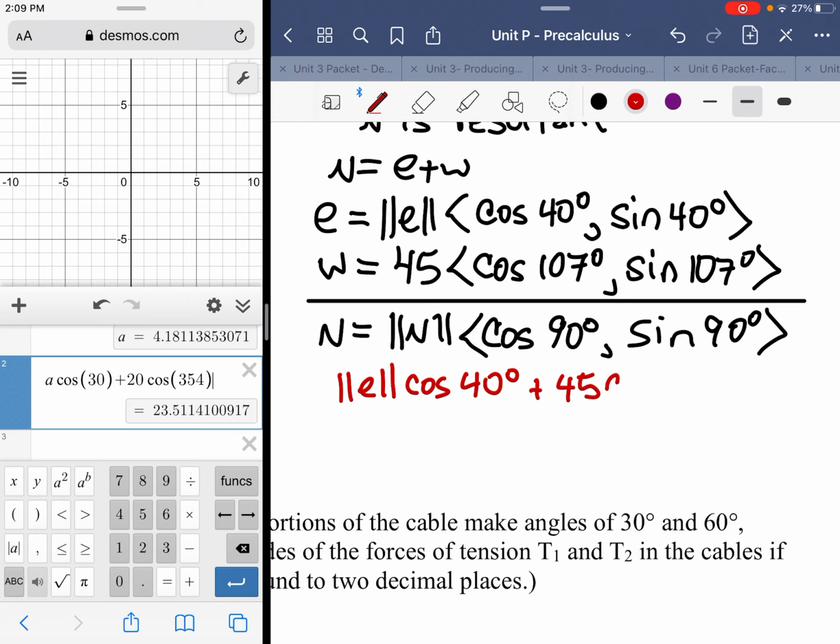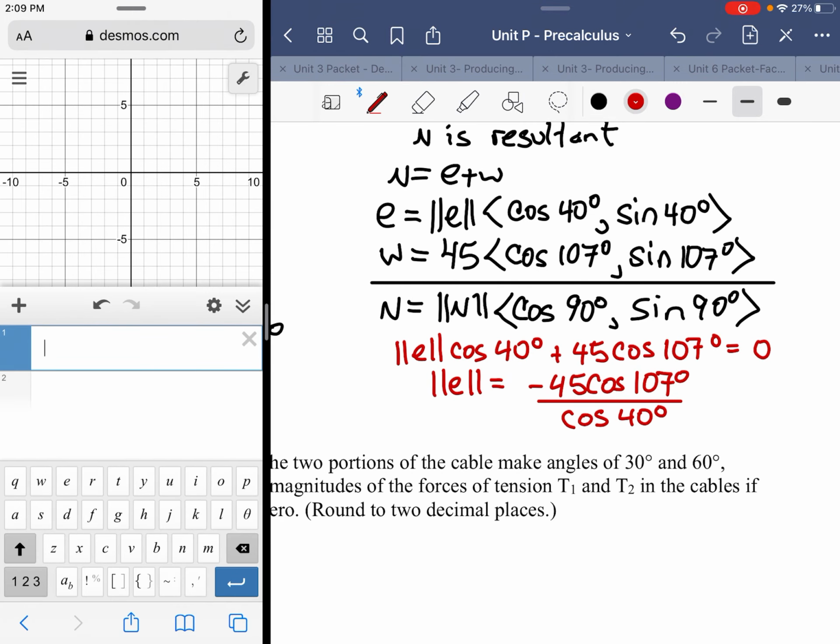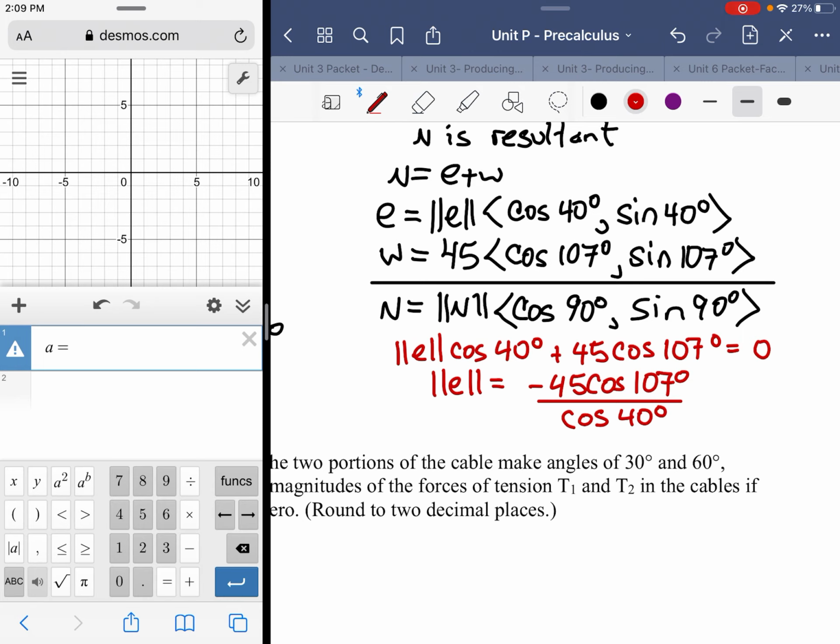I'm going to say the magnitude of E cosine of 40 plus 45 cosine of 107 is going to be equal to, cosine of 90 is equal to 0. Magnitude of anything times 0 is going to be 0. So I'm actually going to work with this first and say that the magnitude of E is equal to negative 45 cosine 107 degrees over cosine of 40.